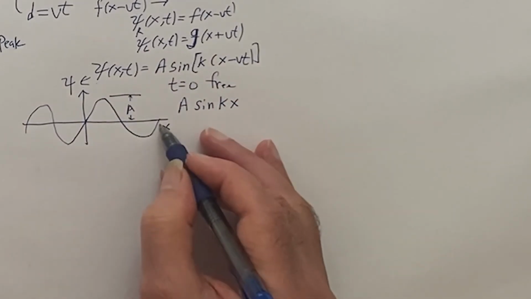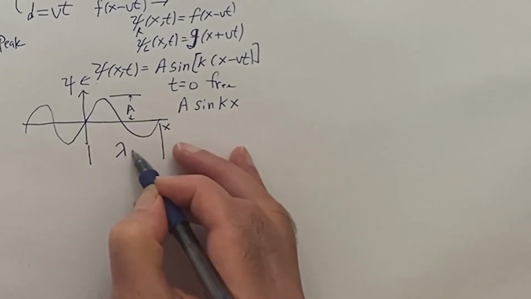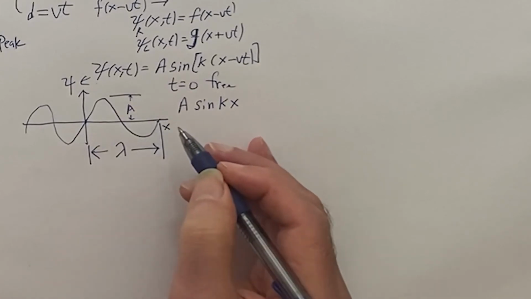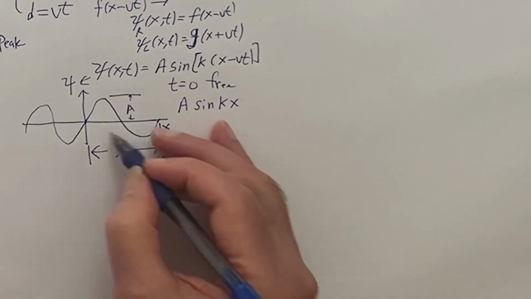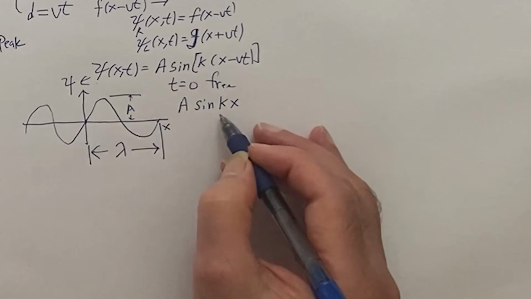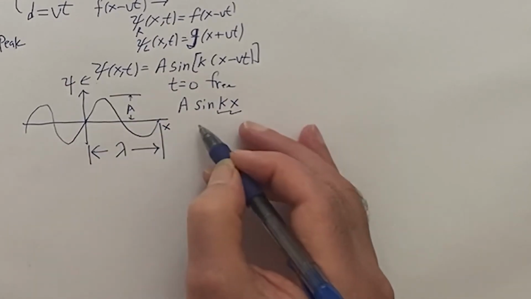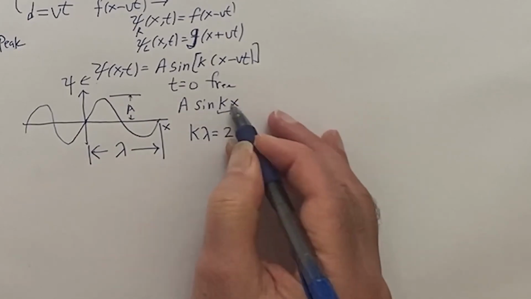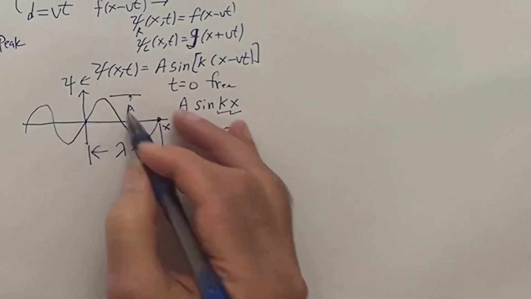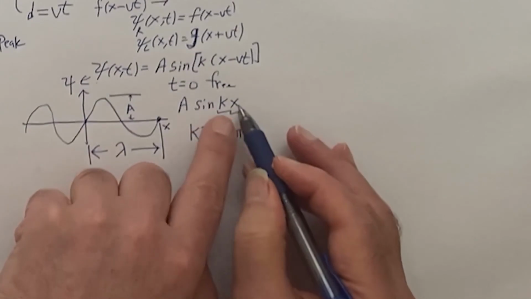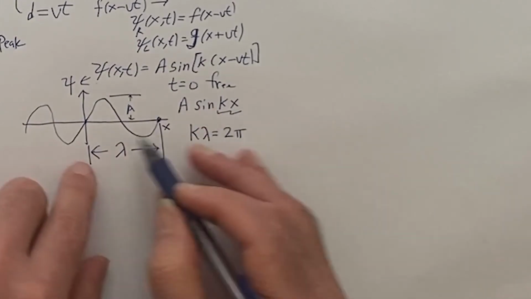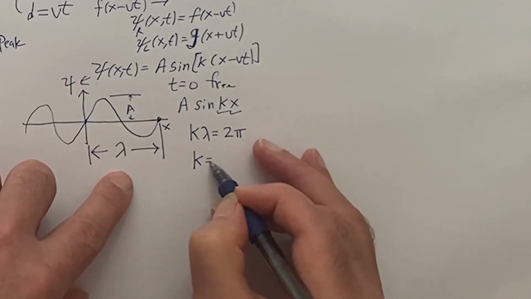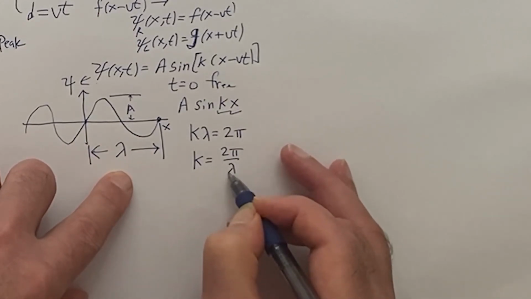Now notice that the definition of the wavelength in physics is one picture pattern, one cycle. And one cycle for the sine function is when the argument is 2 pi. That's when you're going to start again. So now we're using our math. When kx is 2 pi, that's when we start again. So that means k is 2 pi over lambda.